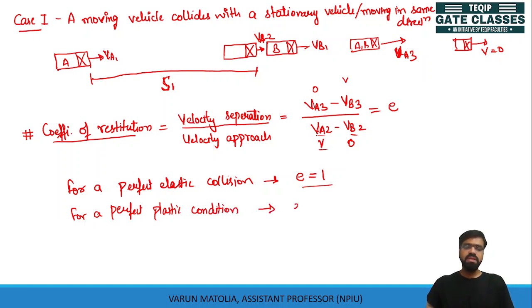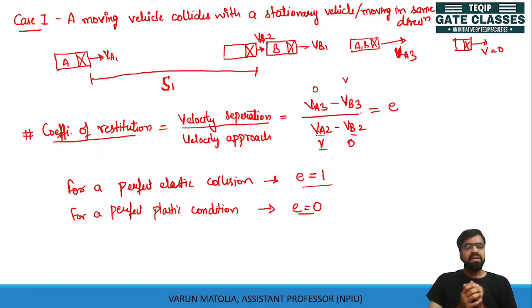We have this E value equal to, means this E value or the numerator is equal to 0, because the denominator cannot be 0. If it is 0, this means there is no collision. If both the vehicles are moving in the same direction with the same velocity, there is no collision. If they are moving in opposite directions, then the velocity of approach will double. So I am not talking about opposite direction.